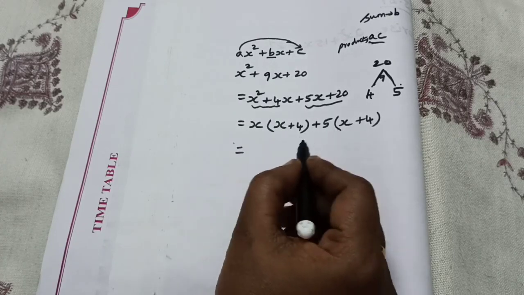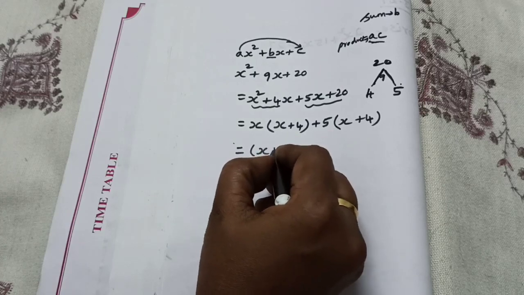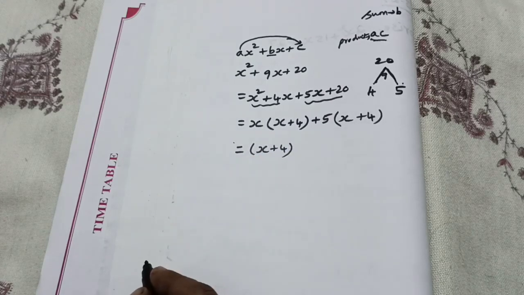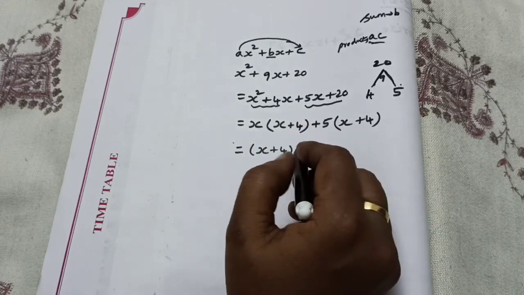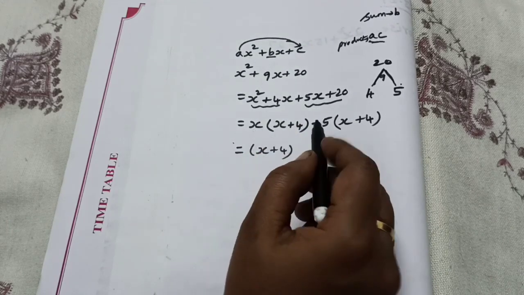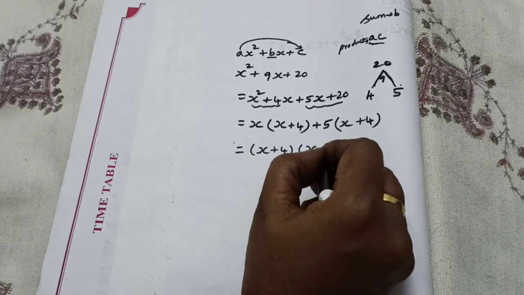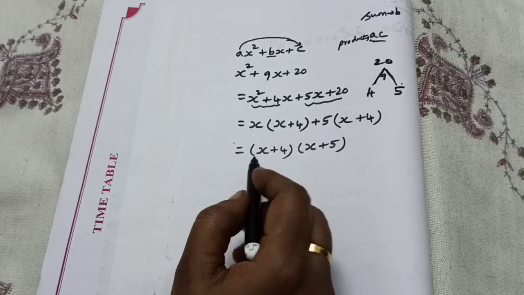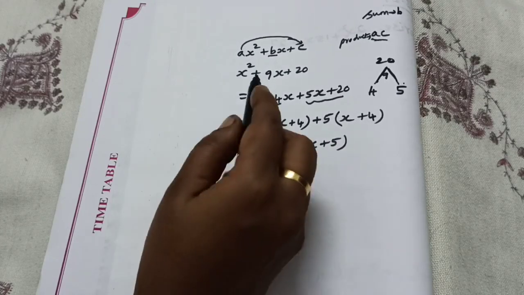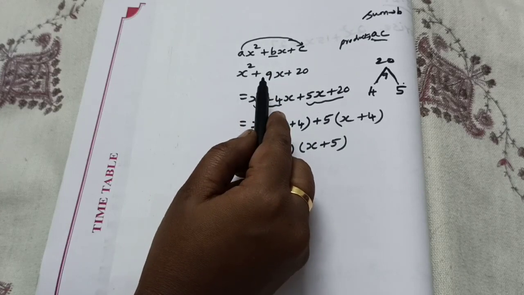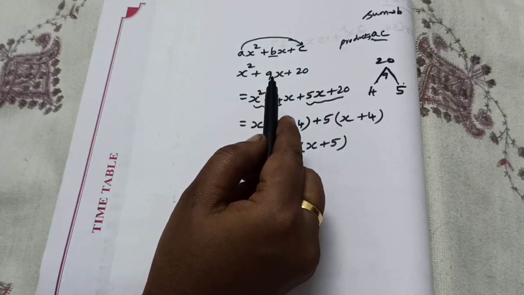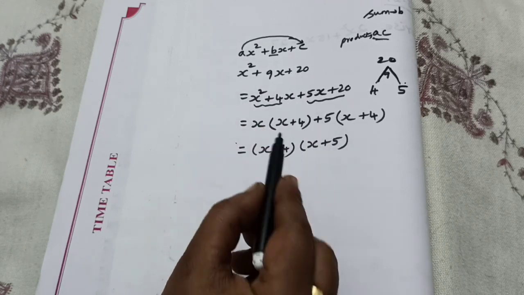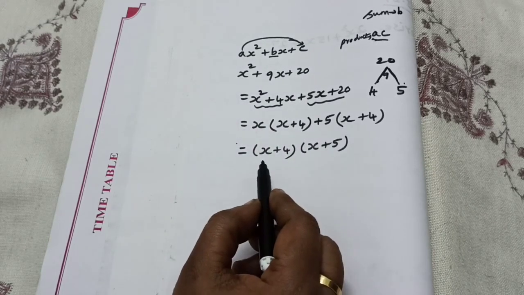Then inside the bracket what is given? x plus 4. That is common. That factor we have to take. Remaining is x plus 5. So these are the factors of the quadratic polynomial. Have you understood? Any doubt? Then for this quadratic polynomial, two factors we got.